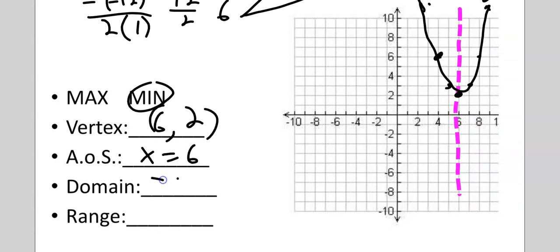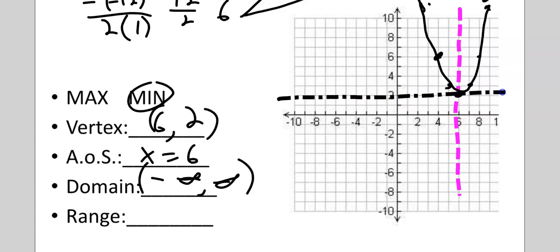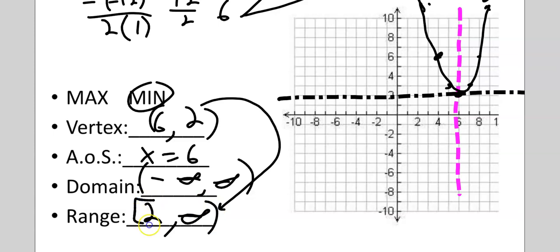Now my domain doesn't change. Still going left and right forever. Right? My range, how low does it go? Okay? And remember that comes from here. The y value of the vertex. So it's bottoming out at 2, going up to positive infinity. We use a bracket because it hits on 2.